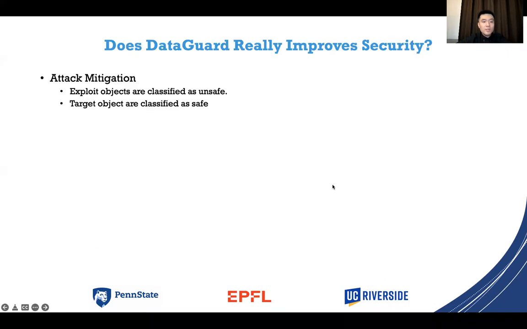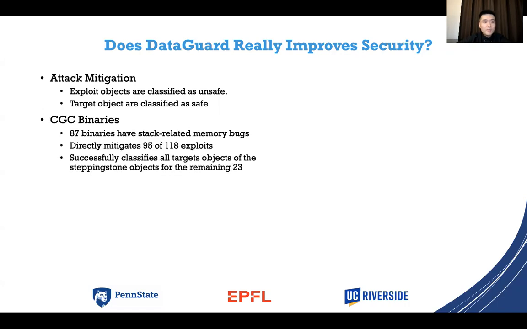Only looking at statistics is not enough. Does DataGuard really improve security? We define successful attack mitigation as exploit objects being classified as unsafe and target objects being classified as safe, such that they can be separately isolated and protected. We tested on CGC binaries and successfully prevented the exploit of all of them.